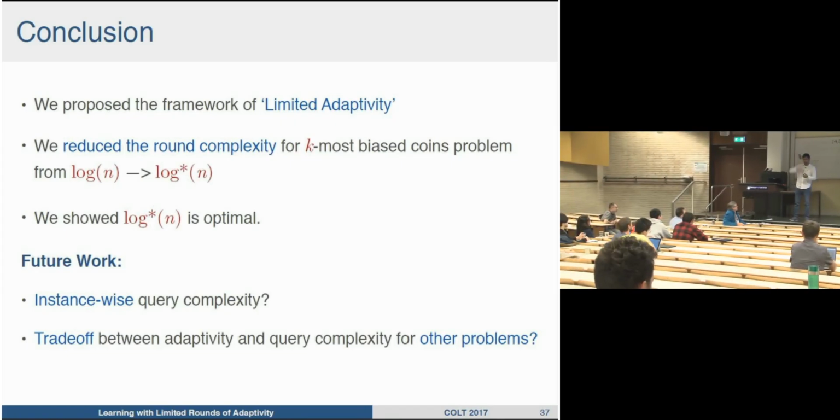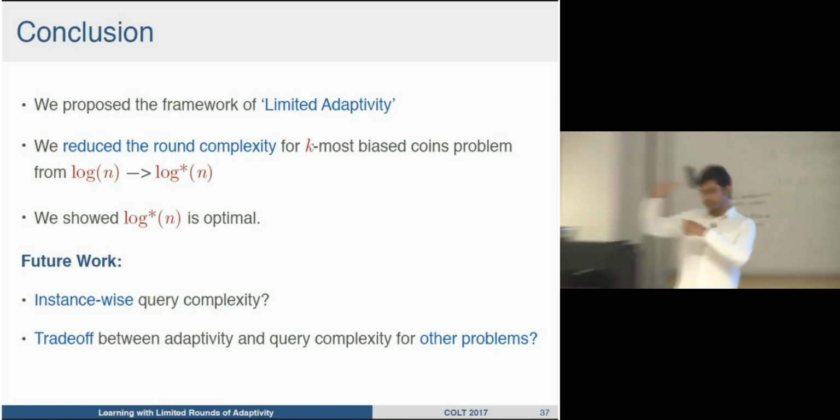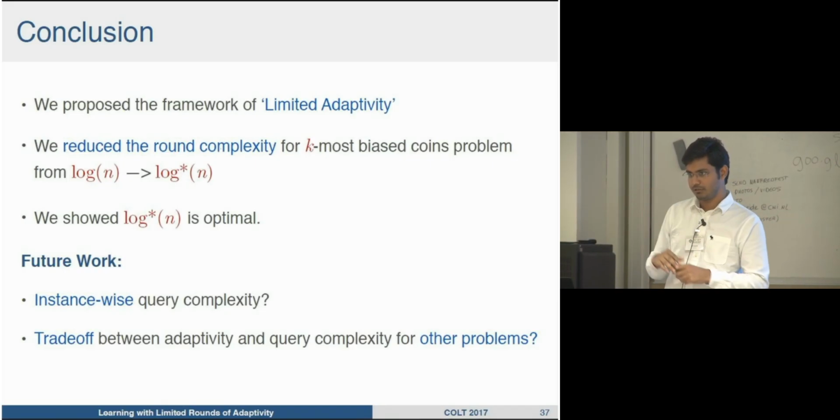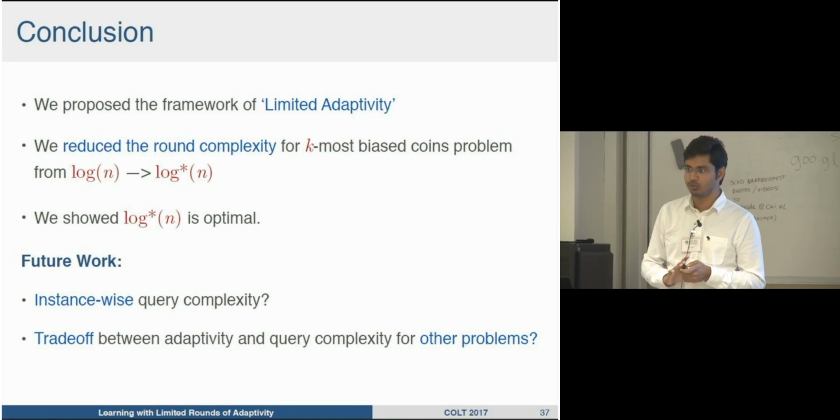Yeah, so if you arrange the coins in sorted order of biases, it is the difference between the kth largest and the k plus 1th largest. And you know this in the algorithm? Yeah, so this is in the PAC framework. So we assume that we know the gap.